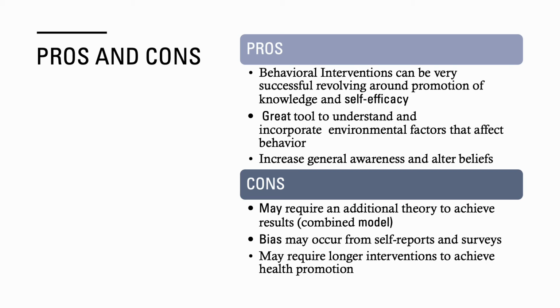And finally, one thing that we can see is that you may require a combined model in your health program, which means that you may need to use a second theory to make your health program well-rounded in the parts that the social cognitive theory is lacking.